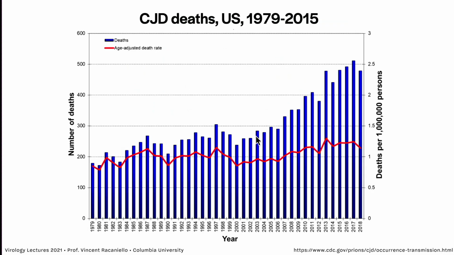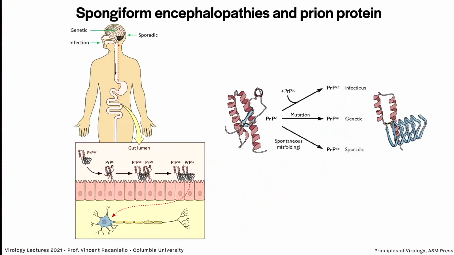The CDC keeps track of CJD deaths. This is a graph of total deaths. The bars are total deaths from 1979 to 2015. So, 500 or so total deaths. And this is the rate per 1 million persons here in red. So slightly over one per million people per year in the U.S. So it's rare, but as I said, it's 100% fatal.